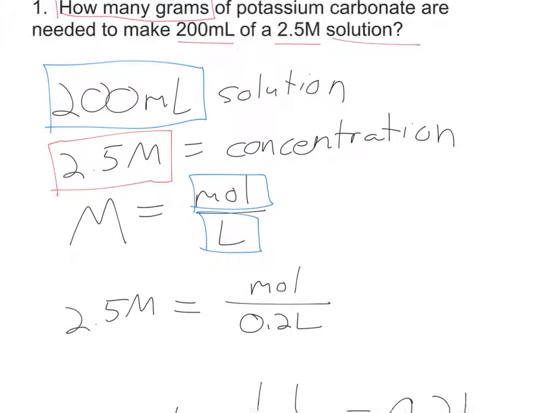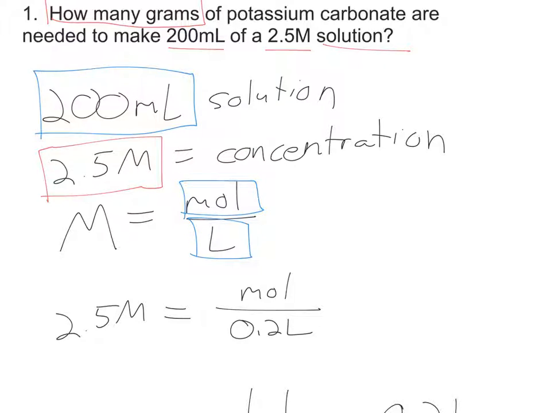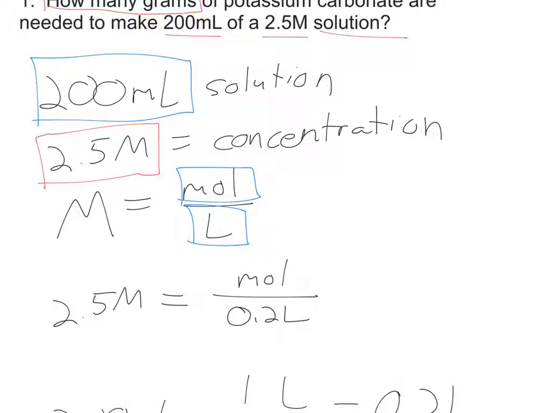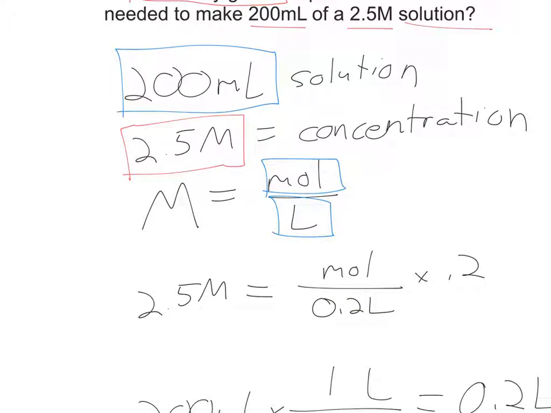Okay, so let's do that. 2.5 equals moles over 0.2. I want to get moles by themselves, so let me get rid of the 0.2. I'm going to multiply the 0.2 on both sides. That'll cancel the 0.2 over here. I'll get 0.2 times 2.5, which should be 0.5, equals the moles. So I have half a mole.